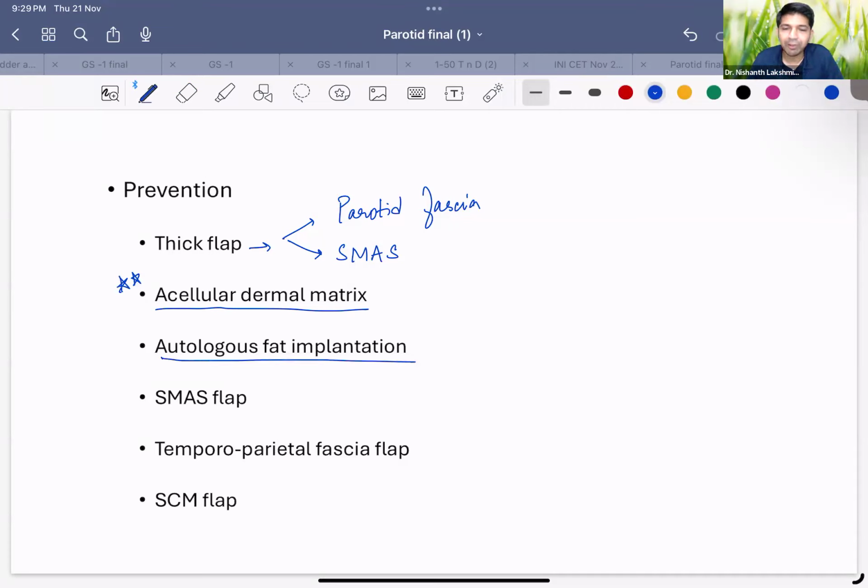Next one is autologous fat implantation. Is this artificial acellular dermal matrix? Is it artificial? Yes, sir. Yes, okay.